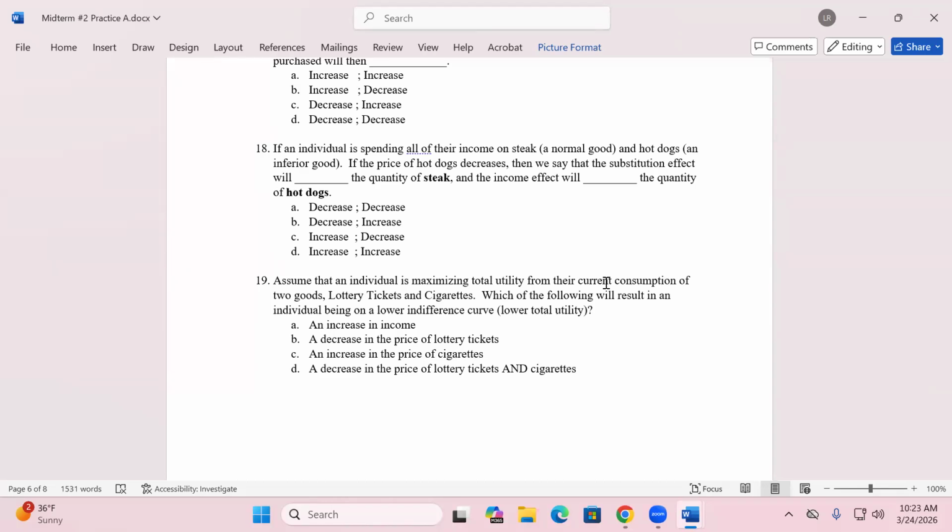Not for this question, right? Not if we just want to know what gets me to a higher indifference curve. It does matter in the question that we worked through earlier, which is income, substitution, and total effects.